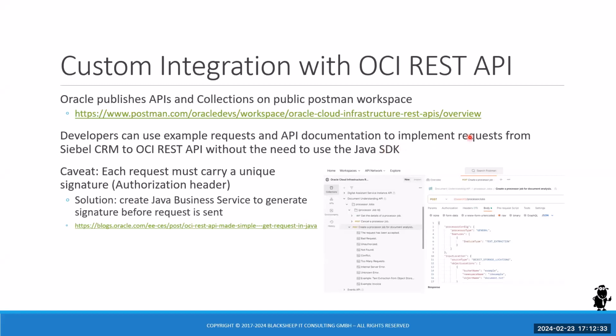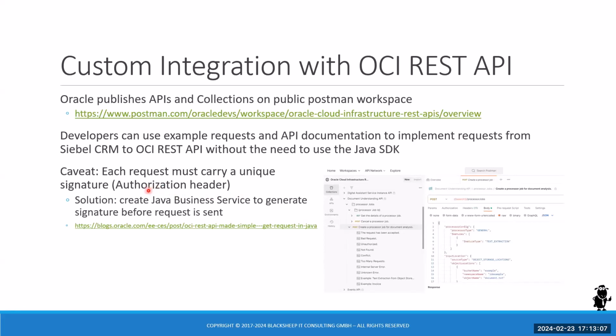I wanted to know if you can use the REST API, and it turns out you can, as Siebel is perfectly able of sending these requests out. The one thing that posed a challenge for me was to create a signature for each and every request, which Oracle requires. Each HTTP request that you make must have a unique signature in the authorization header.